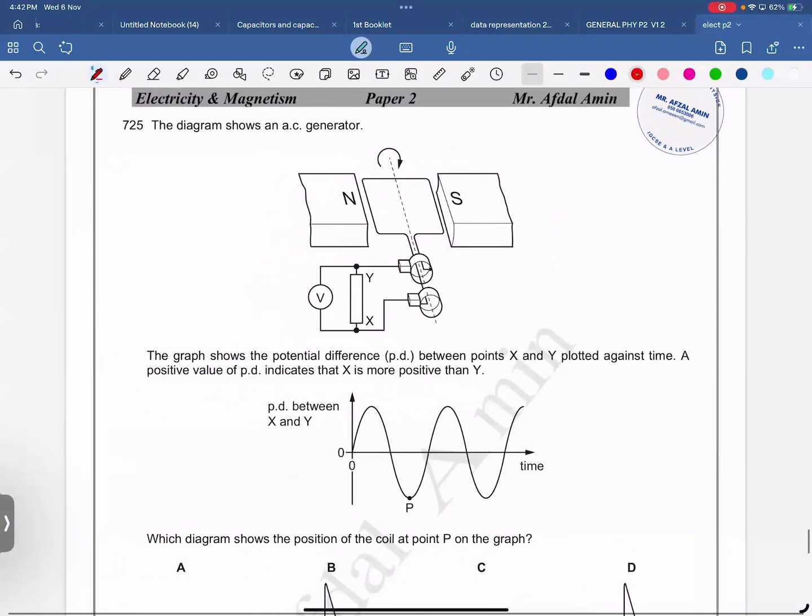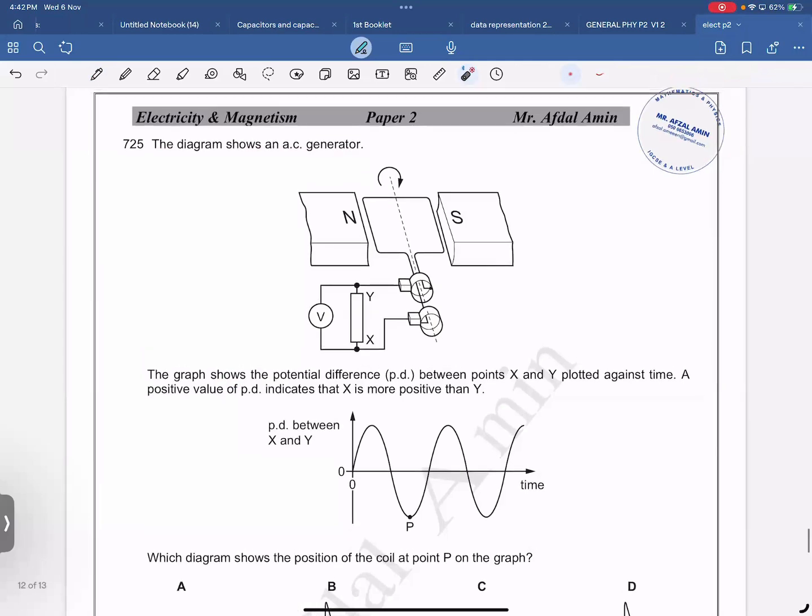Motor, it's a generator question. 725. It's an AC generator. So the diagram shows an AC generator. AC generator means it generates alternating current. First of all, you need to thoroughly read the question, then read the diagrams. It will be easy for you.